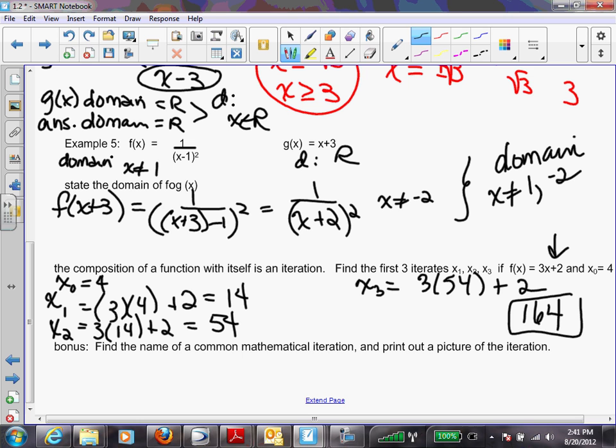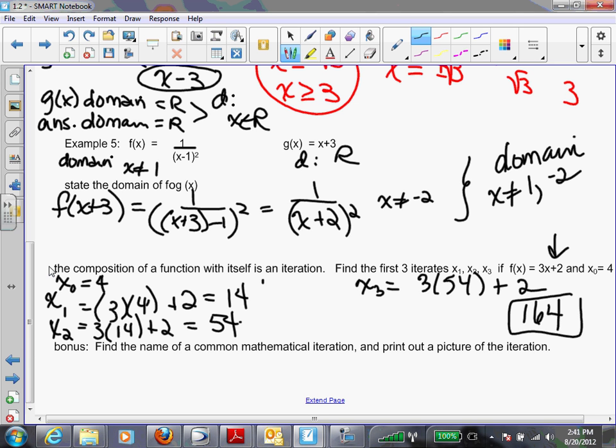Huh? It's the answer that we got the previous time. So I'm starting you with the first answer. It's 4. So to get x sub 1, I'm plugging in 4 and getting 14 and putting it back in, 14 and getting 54 and putting it back in the next time and getting 164. Okay?